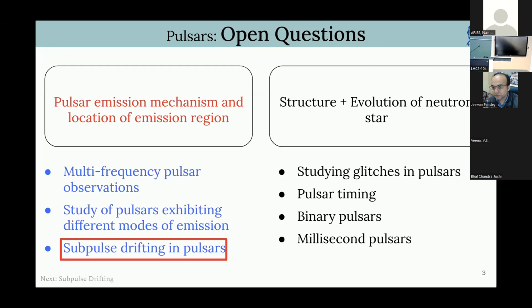Pulsars are wideband emitters. So people have studied a variety of pulsars and a large class of pulsar phenomena over a wide range of frequencies. We are specifically interested in the first question that is related to the pulsar emission. And we try to understand it by studying the phenomena of subpulse drifting.